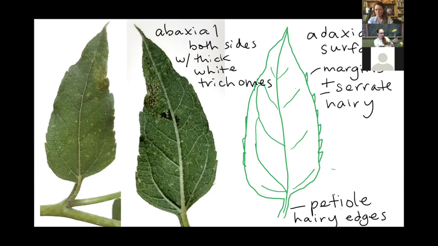Some of these stems are also mottled purple. Some are just a pale green. I have some buds here as well, and the tips are a little purple.